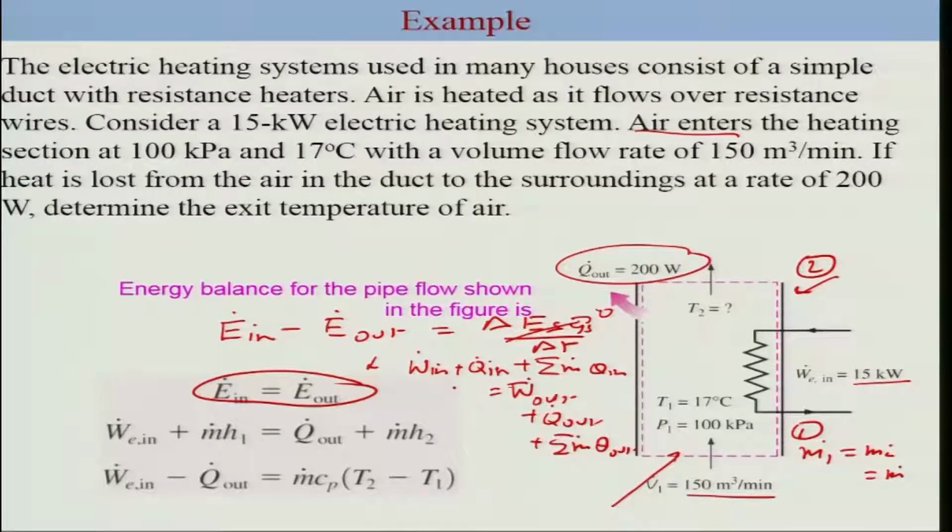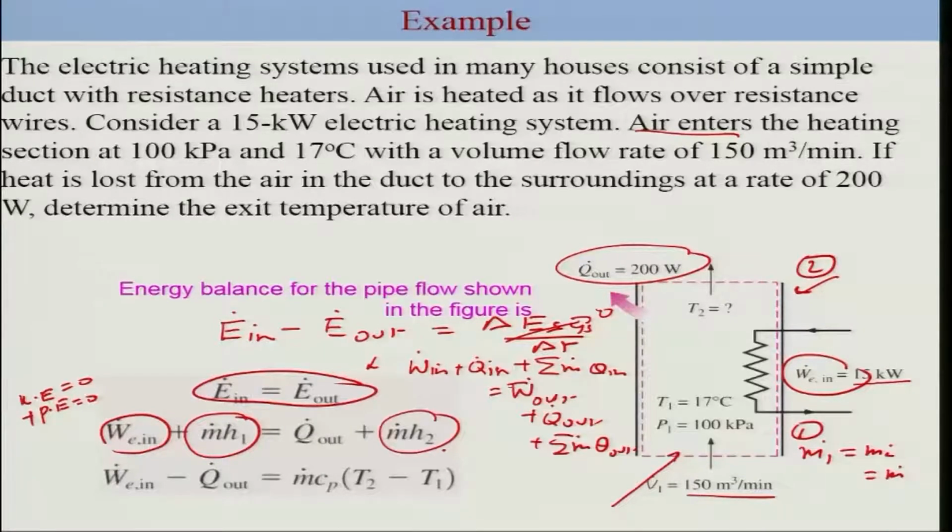Now since there is no Q in, as far as the E in is concerned it is W in. Assuming KE plus PE is 0, you have W in plus only the enthalpy of the flowing fluid as part of the energy of the flowing fluid. That should be equal to the E out, which consists of heat out, plus the energy of the flowing fluid at the exit condition. So this further can be written in this form.